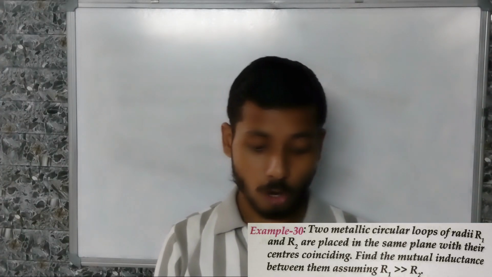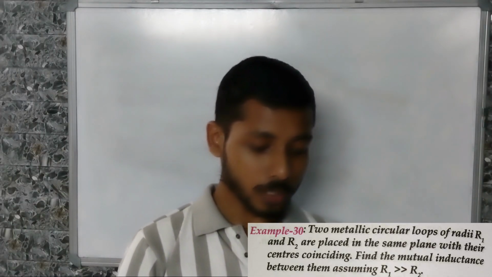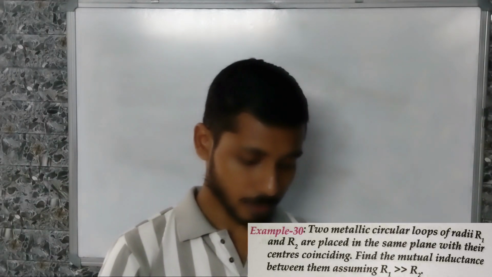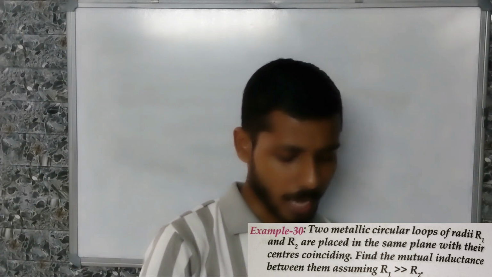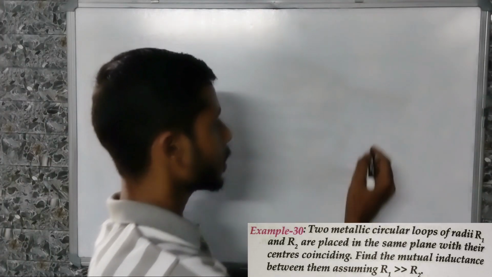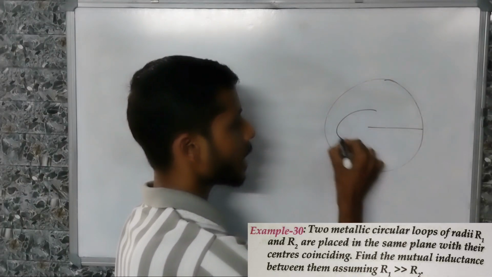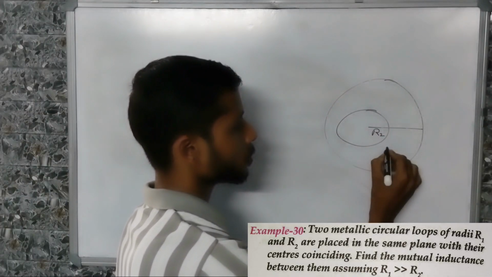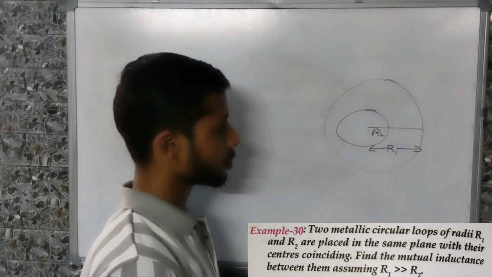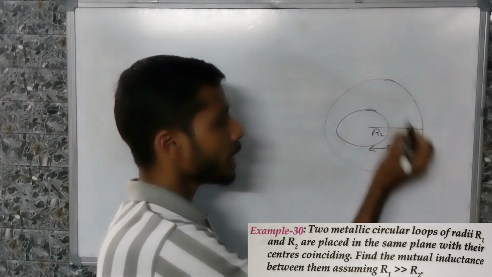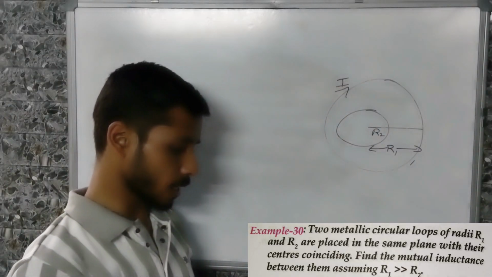Two metallic circular loops of radii R1 and R2 are placed in the same plane with their centers coinciding. Find the mutual inductance between them, assuming R1 is very much bigger than R2. So, taking two coils, this is R1 and another coil, this is R2. This is R1. R1 is very big. So, let पहले कंडक्टर में आई करंट फ्लो करता है.